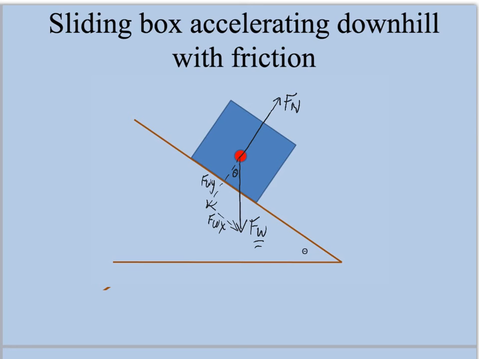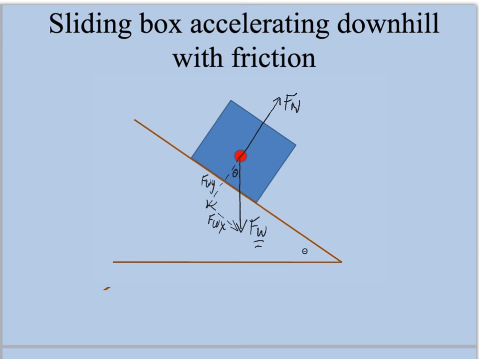So that's what's going on. The weight vector on an angled plane like this, on an inclined plane, is pulling kind of both ways. You can think of it as pulling down the hill, but also pushing into the inclined plane.